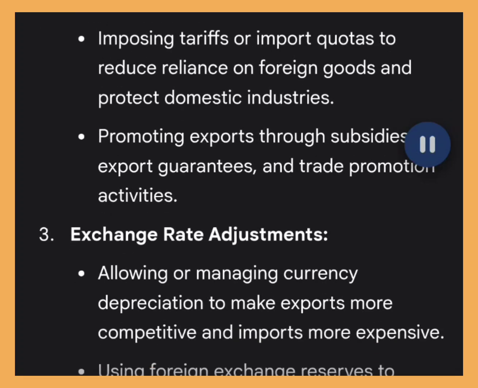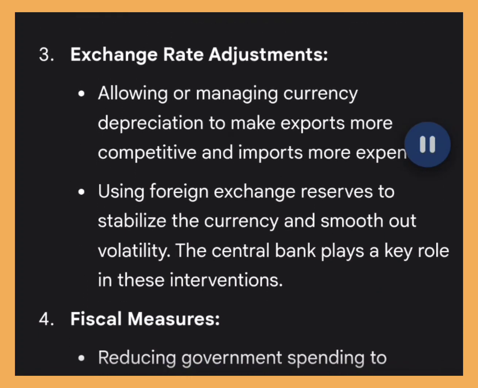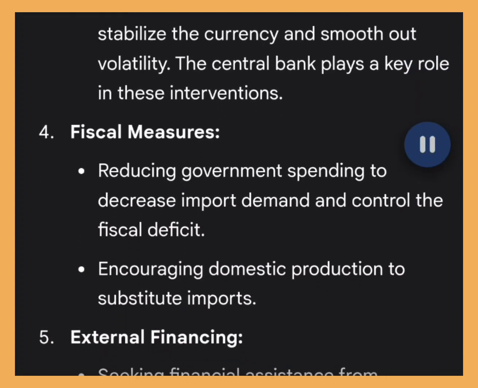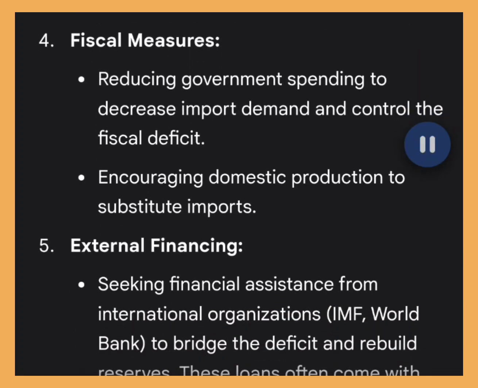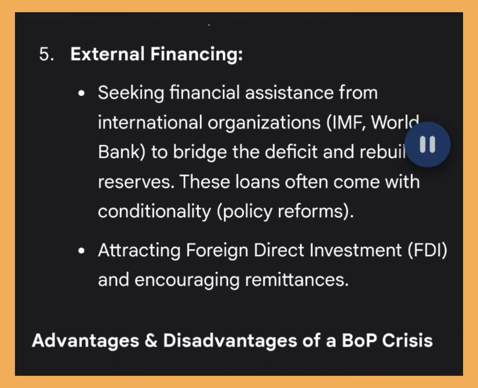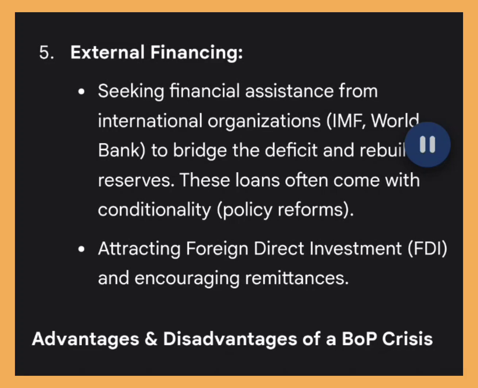3. Exchange rate adjustments. Allowing or managing currency depreciation to make exports more competitive and imports more expensive. Using foreign exchange reserves to stabilize the currency and smooth out volatility. The central bank plays a key role in these interventions. 4. Fiscal measures. Reducing government spending to decrease import demand and control the fiscal deficit. Encouraging domestic production to substitute imports. 5. External financing. Seeking financial assistance from international organizations, IMF, World Bank, to bridge the deficit and rebuild reserves. These loans often come with conditionality, policy reforms, attracting foreign direct investment, FDI, and encouraging remittances.